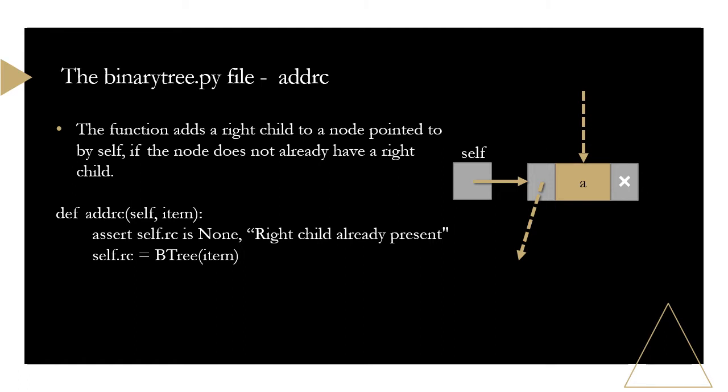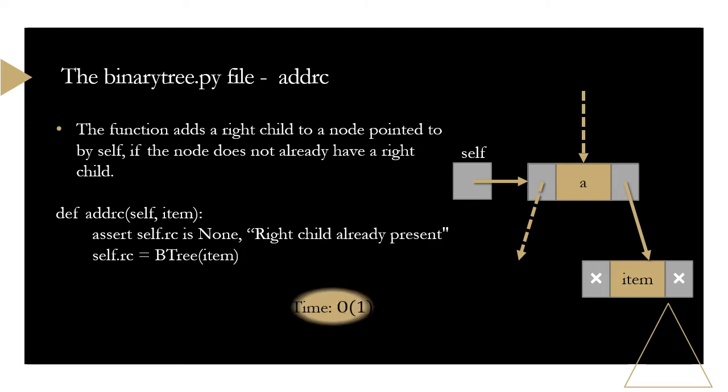So the add RC function first asserts that there is no right child. Again, the BTree init function is called, which creates a new node containing item, and since self.rc equals BTree(item), the right child field of the node pointed to by self now points to the new node that has been created, and you can see that a right child has been added to the node pointed to by self. This function is also O(1) in time complexity.